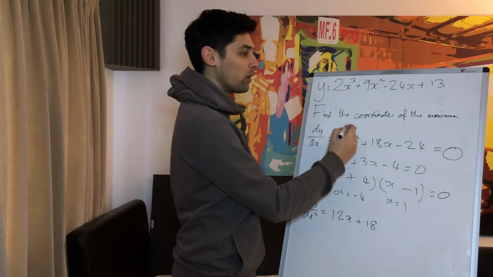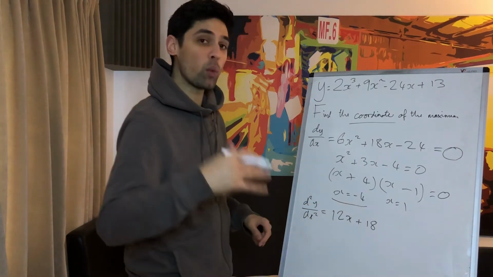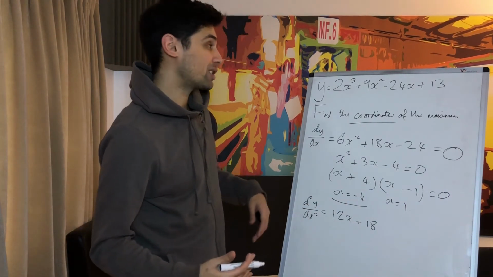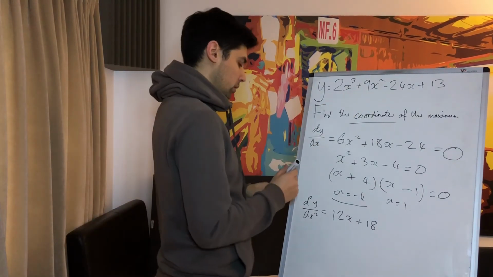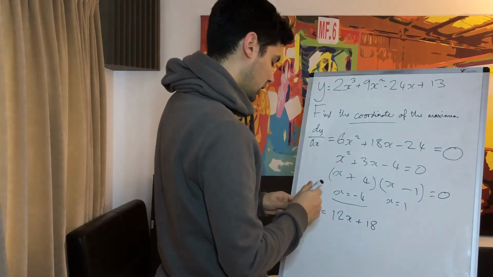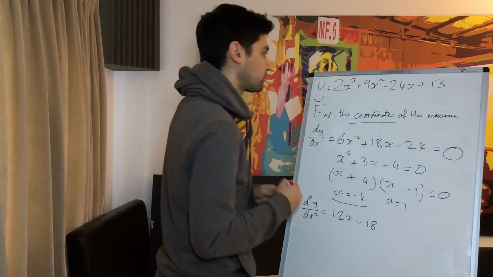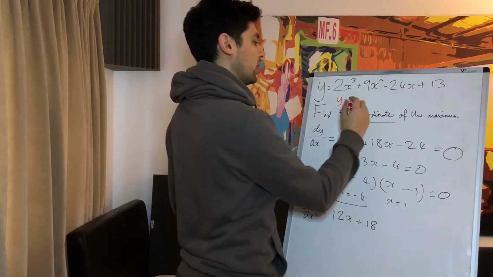The question is asking for the coordinates, not just the x coordinate. So we know the x coordinate is minus 4. To find the y coordinate, we plug it into the equation. That literally says y equals. I've got enough space here. I'll just do it up here. I'll do it in a different pen as well, so we don't get confused. Y equals, and then probably best to use your calculator at this point.